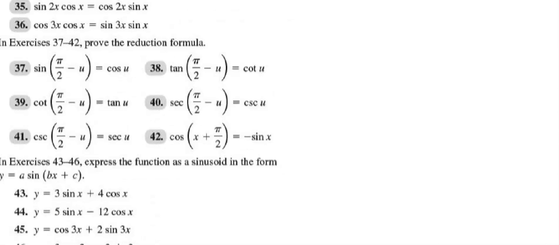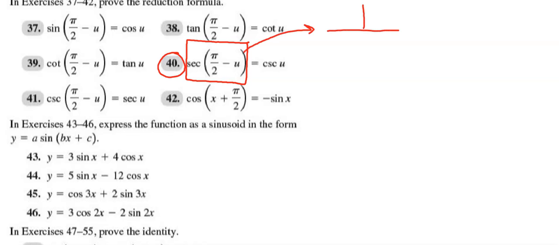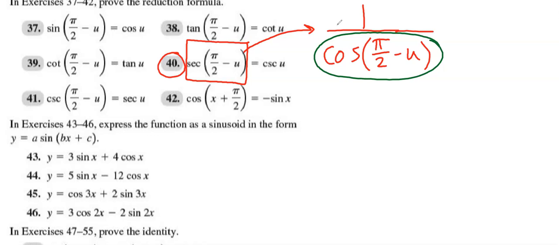How about we do question 40? Secant. What's that one? What does it go with? Cosine. So we know that this is 1 over cosine of pi over 2 minus u. I want you right now to focus your attention on this part, the part that I circled in the green. That's what you need to work on.